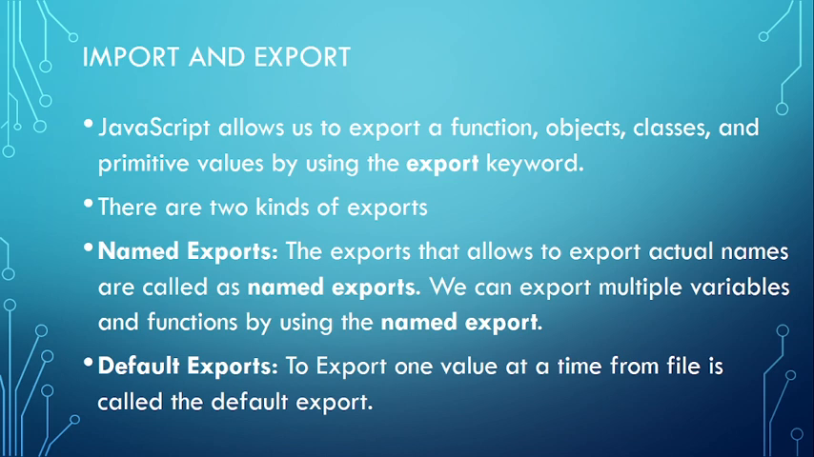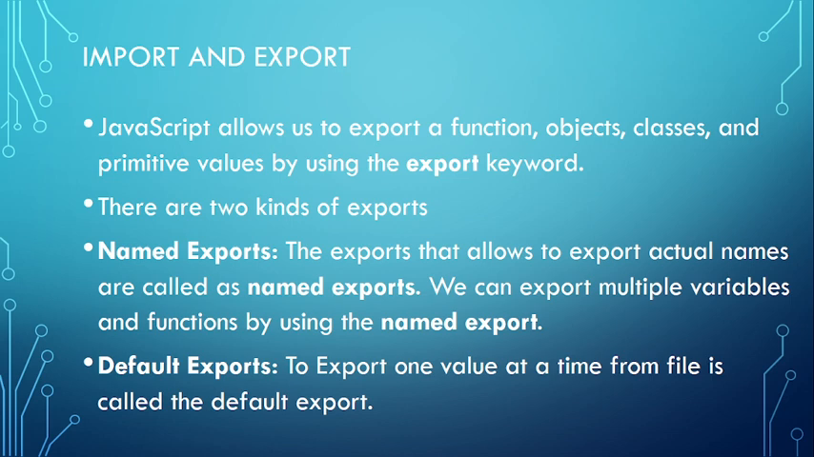So there are two kinds of export in JavaScript. One is named export and another one is default export. Named export allows us to export a variable or function by using its name from one file to another file. Multiple names can be exported at a time, but in case of default export, only one single value, either a variable or a function, can be exported by default. So here we can export only one value at a time from the file, right?